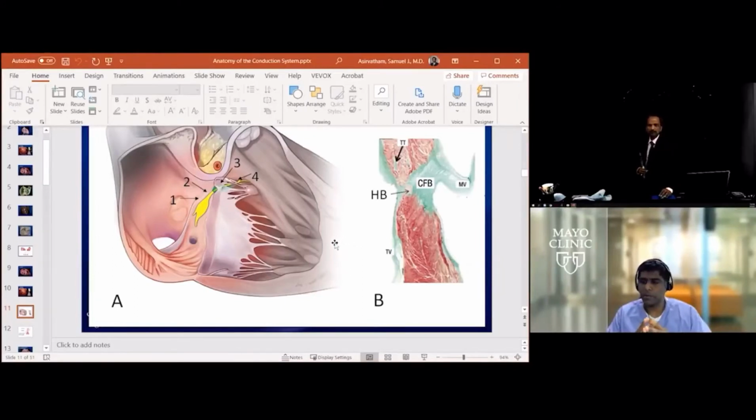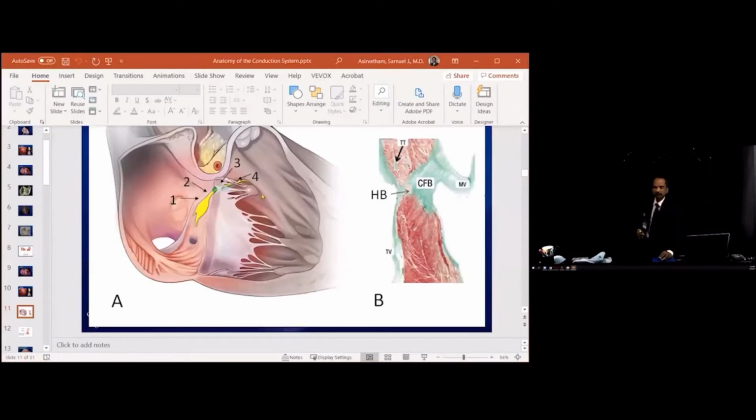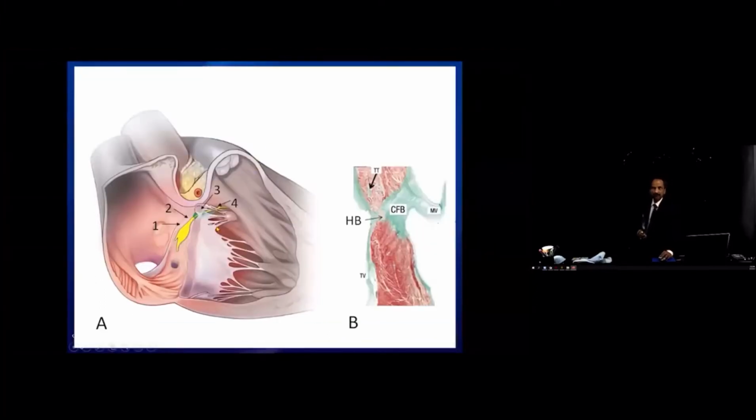When we are pacing for His bundle or conduction system pacing, is it better to do it more on the atrial side, or do we cross the valve to do it? So Siva, maybe I'll just take a shot at that. Let me bring this back up here. It's kind of one of those six of one, half a dozen of the other.